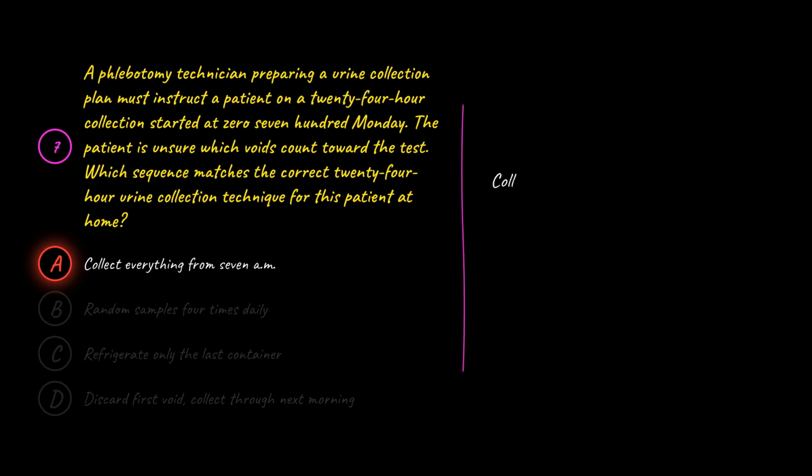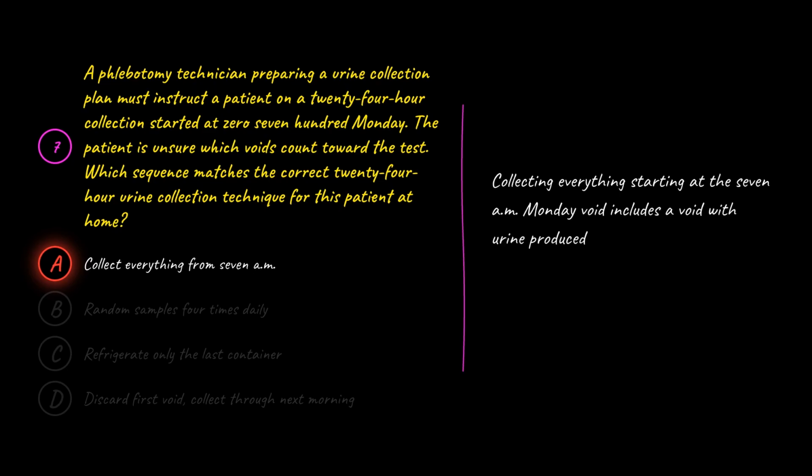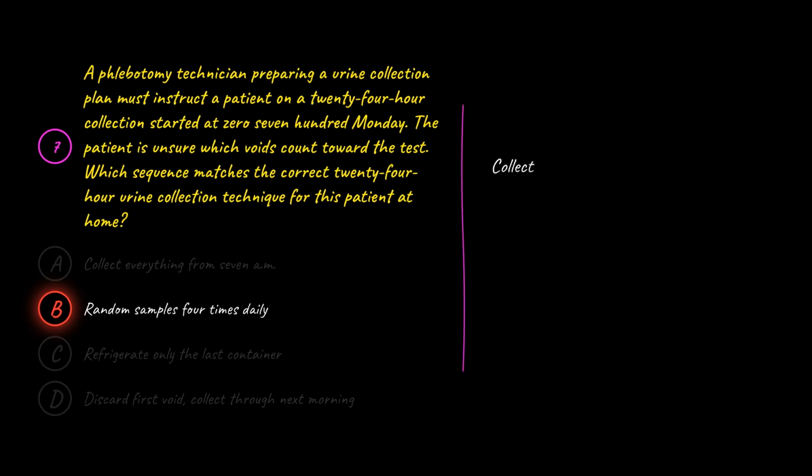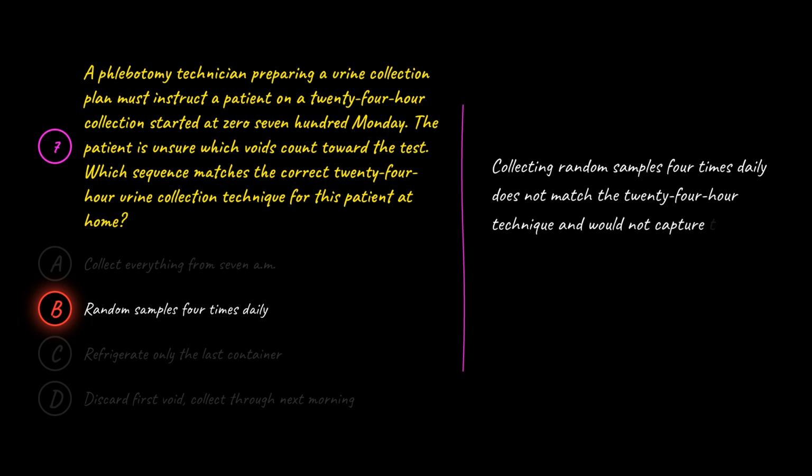A is wrong because collecting everything starting at the 7 a.m. Monday void includes a void with urine produced before the start time. The collection would overestimate output for that day, since some of the urine accumulated before the official start. B is wrong because collecting random samples 4 times daily does not match the 24-hour technique and would not capture the full output. Random sampling answers a different clinical question and does not support analyte excretion calculations like creatinine clearance.